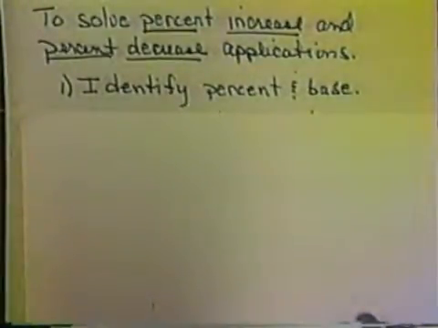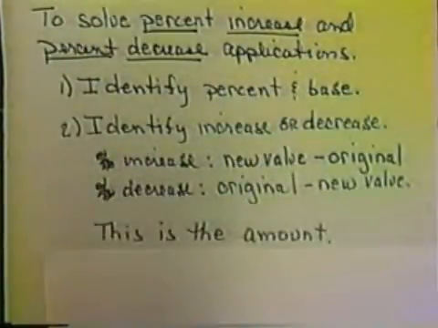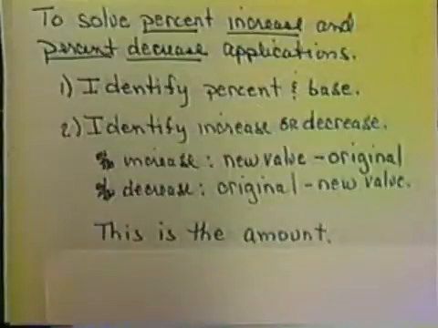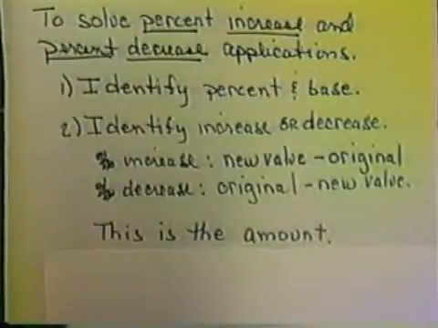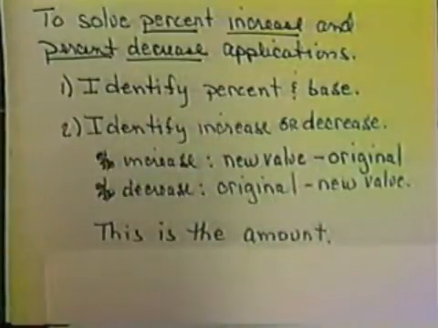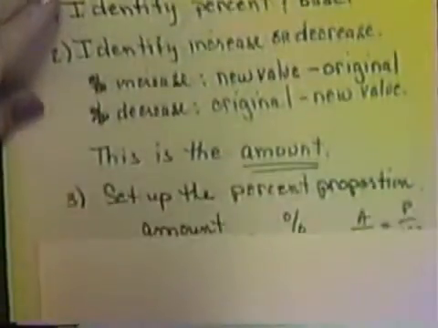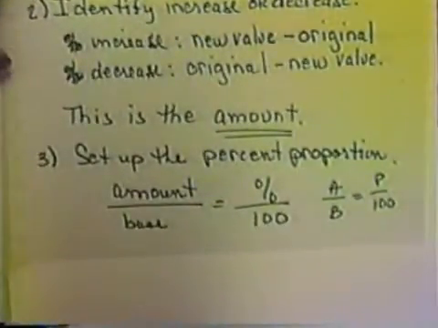So let's again review what we're supposed to do. We're going to read the problem, identify the percent and the base, and then determine the increase or decrease by subtracting the new value from the original, or subtracting the original from the new value, depending on which one's larger. This is the amount. Notice we have percent, the base, and then the amount. And once we have identified the percent, the base, and the amount, then we're going to set up our percent proportion.